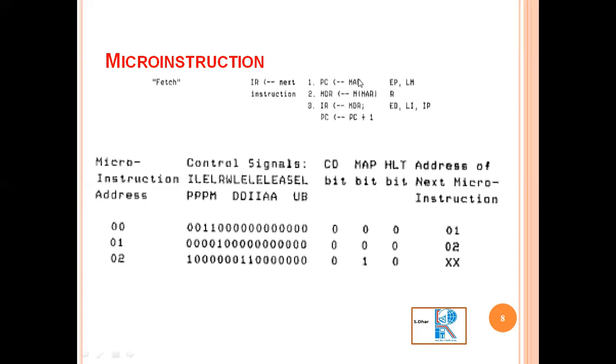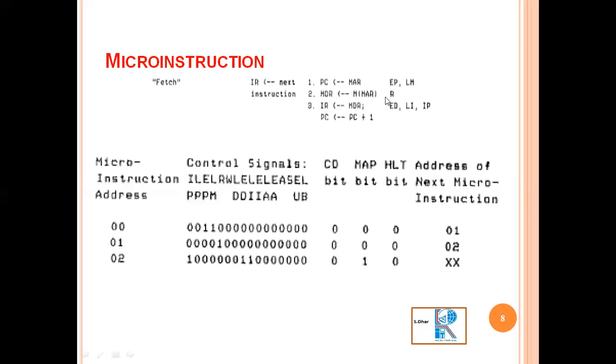Clear? These are the micro instructions, and for fetching we require 3 micro instructions, and this total block is called a micro routine. For the first micro instruction we have to activate EP and LM. For the second micro instruction we have to activate the control signal R, and for the third micro instruction we have to activate the control signals ED, LI and IP. Clear?